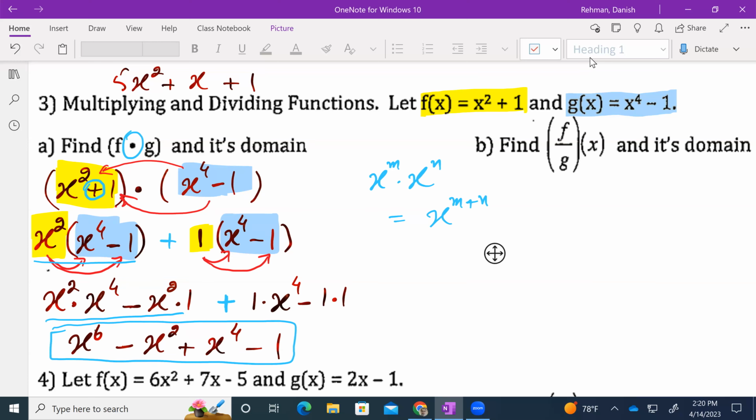And what about the domain? All real numbers. Domain will again be all real numbers. We can claim that x, I'm writing down the domain now, x such that x belongs to all real numbers, and that's going to be my domain. Got it? Multiplication, done. By multiplication we combine the functions.